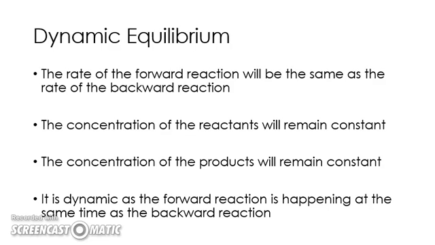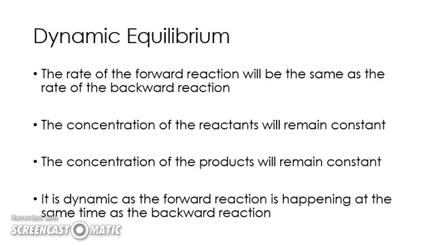Now we call this a dynamic situation, so it's dynamic equilibrium, because although the concentration of the reactants doesn't change and the concentration of the products doesn't change, it's dynamic, which means moving, because the forward reaction is happening at the same time as the backward reaction. So although the concentrations are remaining constant, the forward reaction is still happening and the backward reaction is still happening.